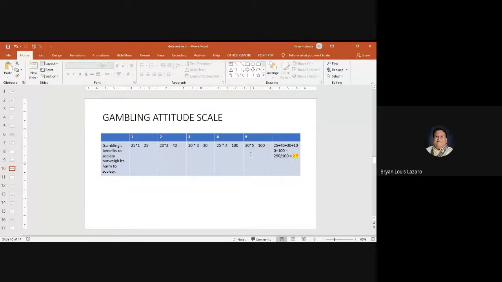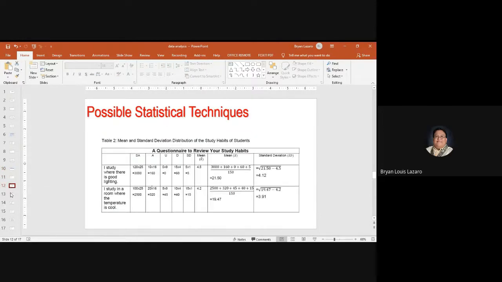How to get the rating scale. So, kailangan nyo muna itong gawin before anything else. Okay, you need to do this first. Right? So, is that clear? Yes po. Okay, so let's proceed now to the next one.